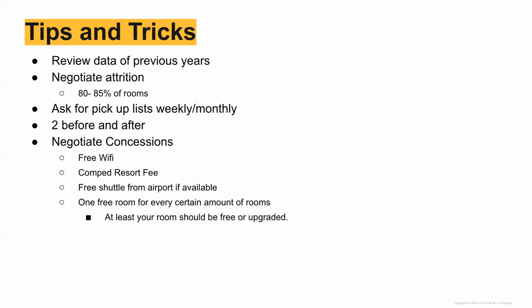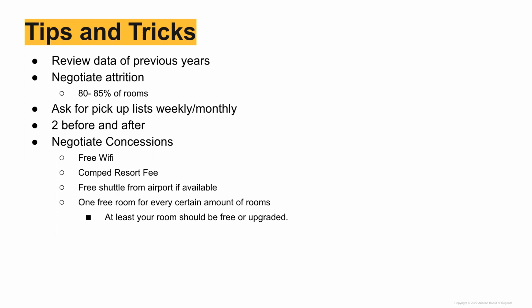So that's why you want to negotiate what the attrition is. If I meet 80 to 85% of the room block, then you're generally fine. Anything below that, then you have to pay the difference. And that is their right, because they are offering you a certain amount of room nights at a discounted rate than what's on the public market. So they want to make sure they're making their money, and if they don't, they can charge you.